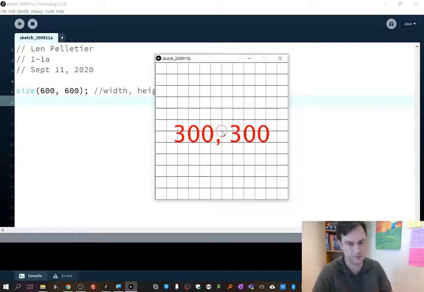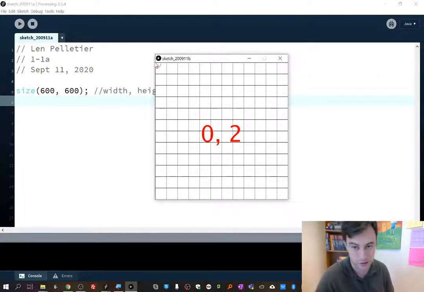So what's the top left corner's coordinates? Think about that for a second. Top left, coordinates are, you said 0, 0. I can't quite get to the top left easily. Well, close enough. Top left is going to be 0, 0. Okay, that's the origin of computer graphics.